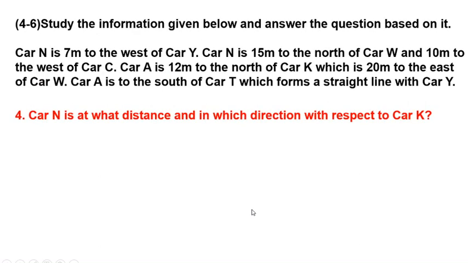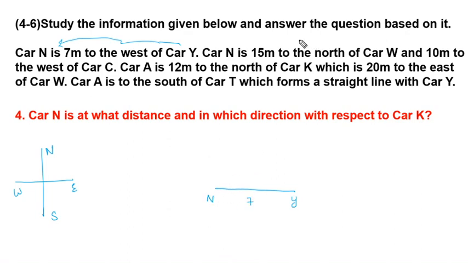Yeah, so here I have one more question based on directions. So see, car N is 7 meter west of car Y. Okay, so always come in reverse, we already know that. So to the west of Y by 7 meters, N is present. We already know north, south, east, west. So west means this one. So put Y here, and to the west of Y by 7 meters, car N is present.